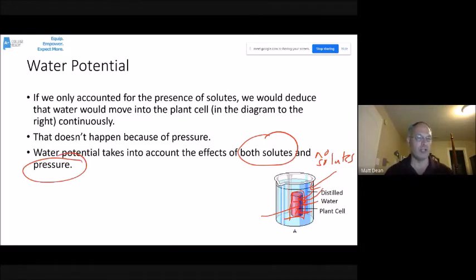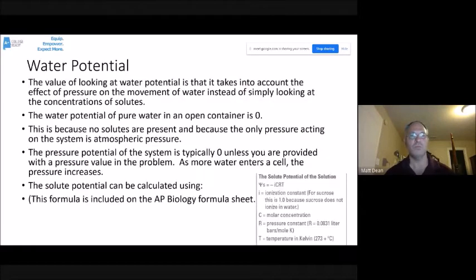Our more generic version of osmosis, movement of water from areas of low solute concentration to areas of high solute concentration, doesn't take into account the effects of pressure, which are very, very important for cells that have cell walls, cells like plant cells, fungal cells, bacterial cells. So again, the value of looking at water potential is that it takes into account the effects of pressure instead of just looking at the concentrations of the solutes.